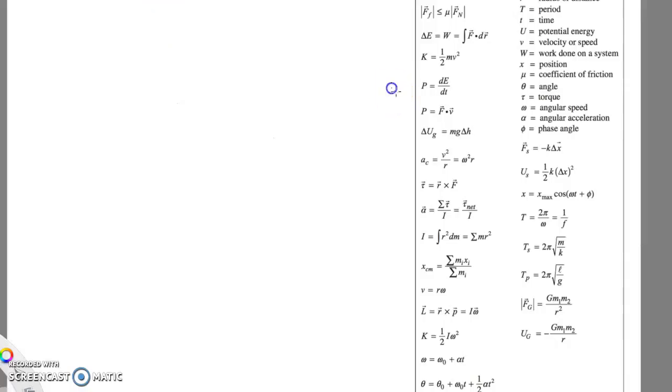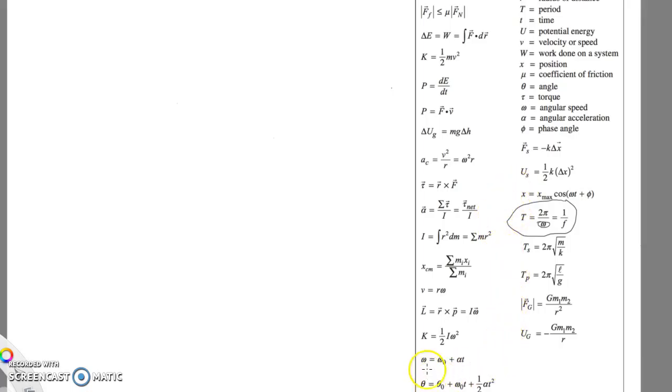Okay, so we're going to talk now about rotation. Let's go into some of the important stuff there. So this again is an important equation for us for rotation, relating the time for one full rotation to the number of rotations per second and the number of radians per second.